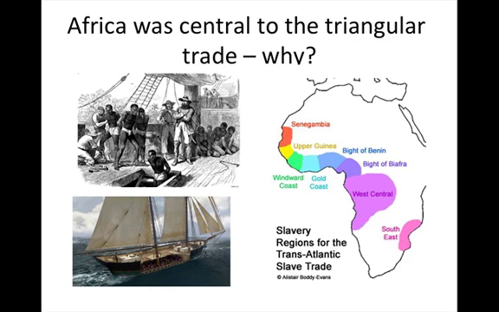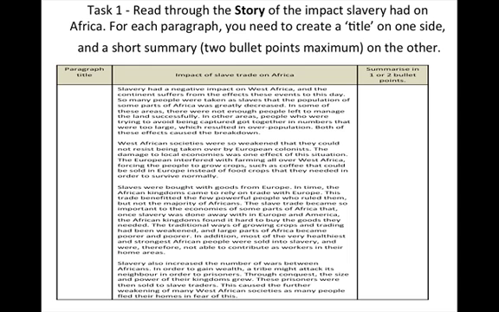Africa was central to the trade. Why? If you recall, Africa had the manpower, Africa had the people, Africa had the need for manufactured goods. Perfect combination for people who are prepared to take the risk of exporting goods to Africa. It's ideal for those who are prepared to deal in slavery, and then for the African leaders who are prepared to participate in rounding up slaves and selling them on themselves. There is money to be made.